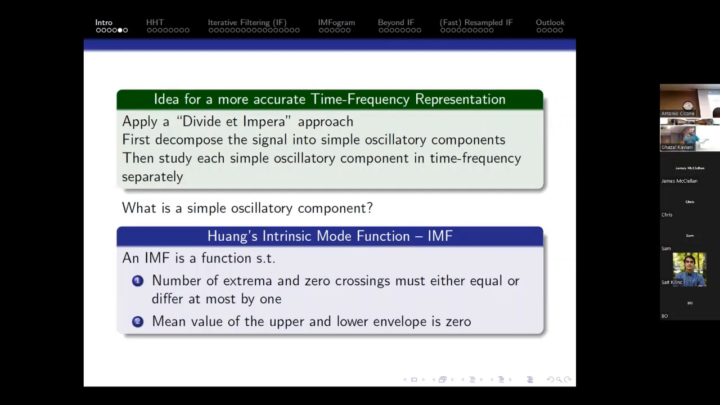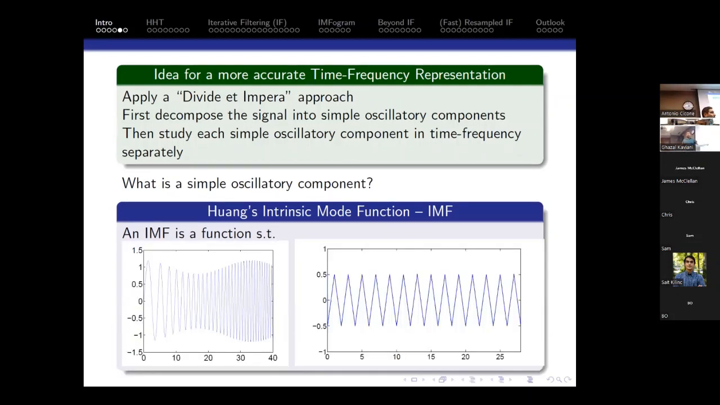Okay, and then you want the signal, so the function, to be symmetric with respect to the horizontal axis, which means you take an envelope connecting the maxima, an envelope connecting the minima. These two envelopes have to be symmetric. Okay, an example of these functions could be a sinusoidal curve with amplitude modulation and frequency modulation over time. Okay, or it could be sinusoidal but with no smoothness. Okay, all these functions are reasonable. I mean, they're good IMFs for the definition we gave.